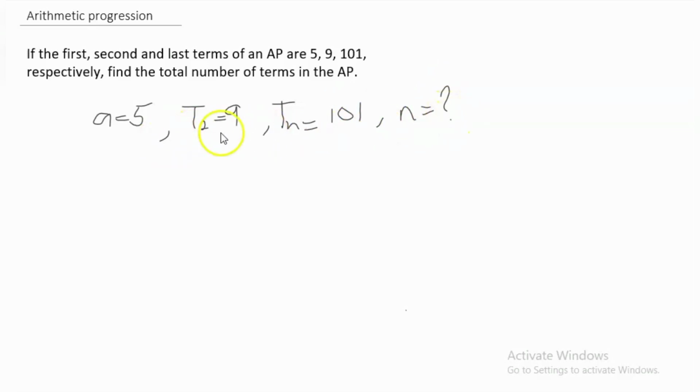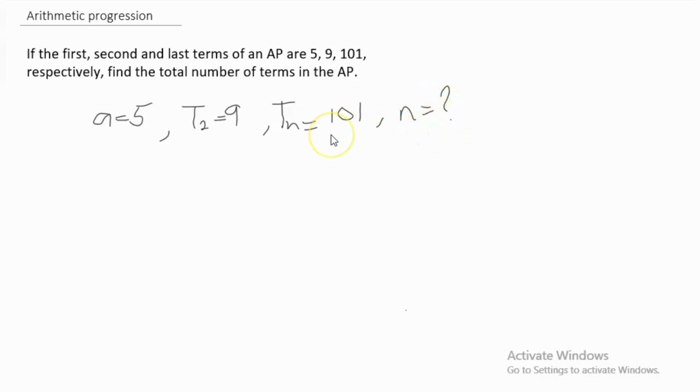Okay, so we can just separate this with commas. This is us defining all the things that we have been given. So the first term is 5, the second term is 9, the last term Tn we would denote as Tn equals 101. Find total number of terms in the AP. N is equal to question mark. That's what we're looking for.